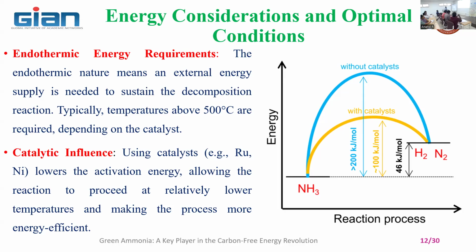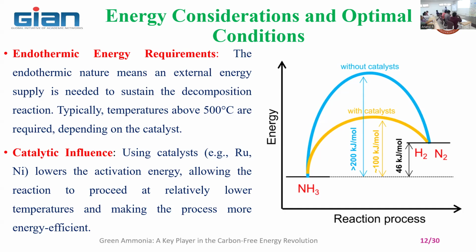So for the endothermic energy requirements, an endothermic reaction means an external energy supply is needed to sustain the decomposition reaction. Typically, the temperature of decomposition is above 500 degrees centigrade, depending on the catalyst. If you are not using a catalyst, it may go up to more than 800 degrees, 700 to 800 degrees. By using the catalyst, the temperature needed for breaking down is going to come down. So select the right catalyst so that at the minimum temperature, the breakdown of the ammonia can happen.